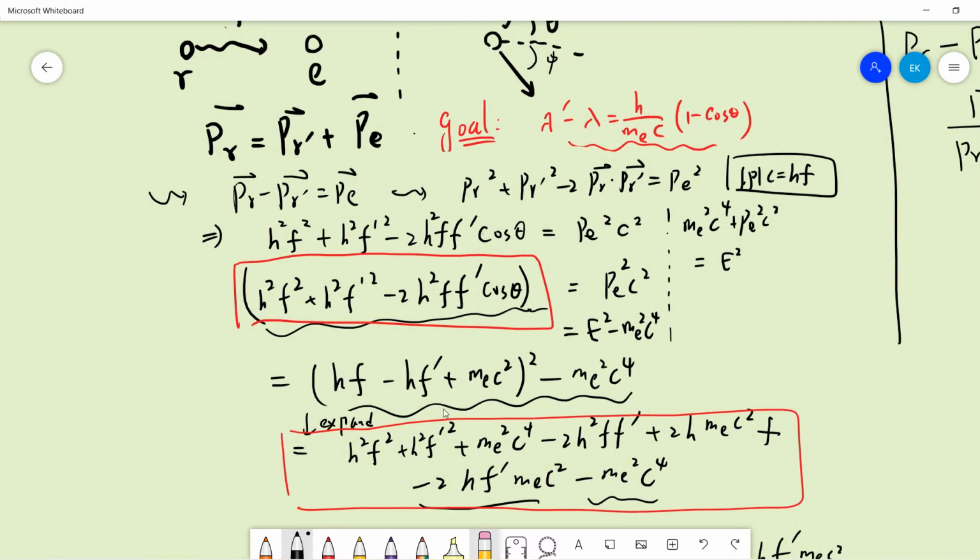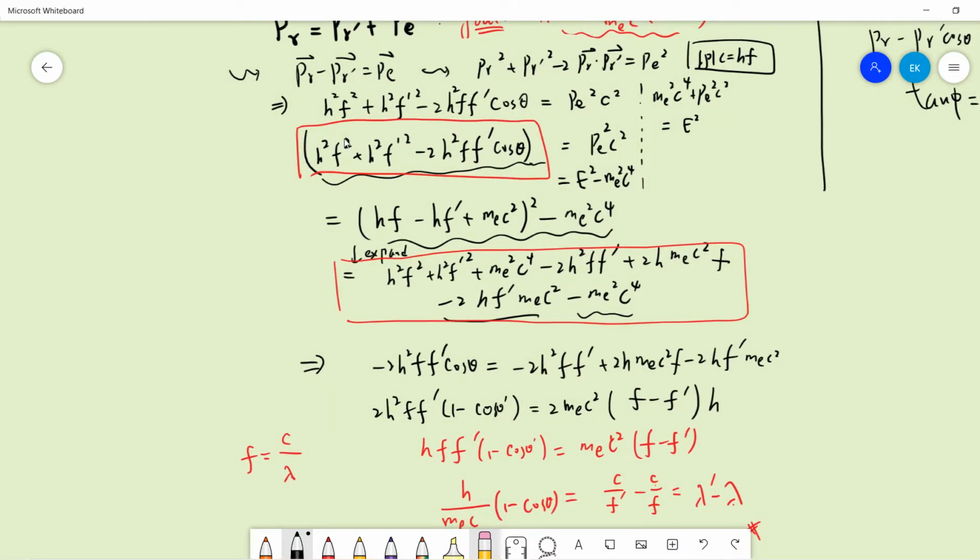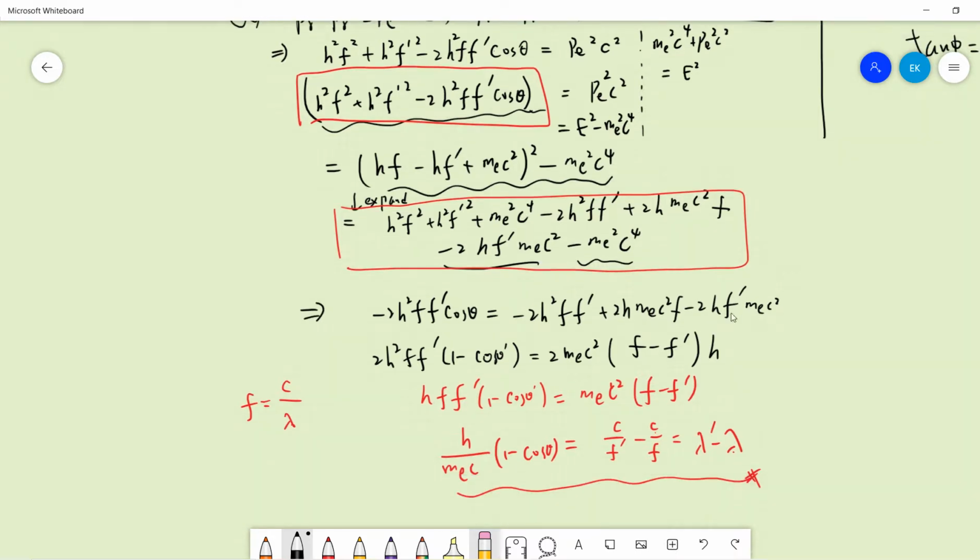So this expanded contains six terms, and you get a very long expression equal to the left-hand side. Now you do the expansion. You get (hf) squared plus (hf prime) squared, and this large expression. Amazingly, you can cancel this term and this term, this term and this term. Cancel all of it, and you get this. And then this term will cancel with these terms. So finally you get this.